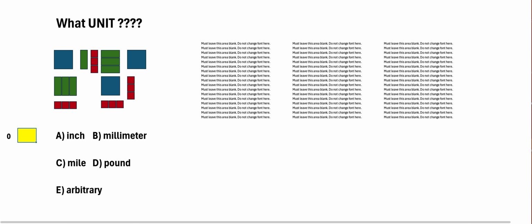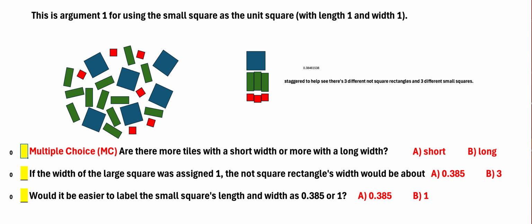Now, we have here what unit: inch, millimeter, mile, pound, arbitrary. Well, pound, inch, but it's arbitrary, and we'll see a little bit more what that means. I'll put in E there, got 1 point. Let's go to the next page.